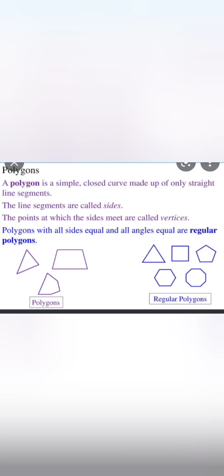Next is polygon. What do you mean by polygon? A polygon is a simple closed figure. It is made up of line segments. For example, a triangle, rectangle, square, or a pentagon. All the line segments will be joined and formed like a closed figure. That type of figure we call a polygon. The line segments are called sides and the points are called vertices.